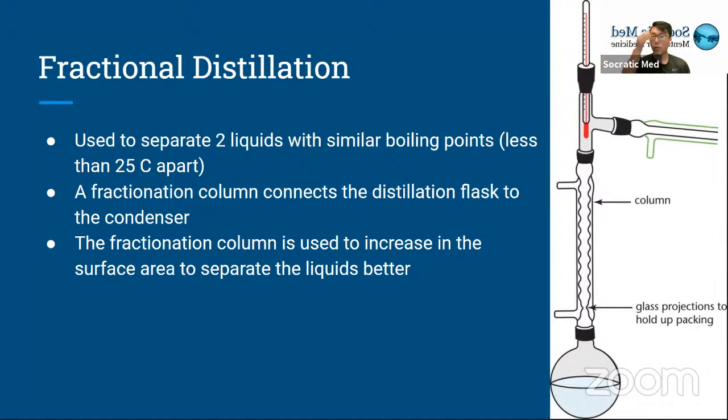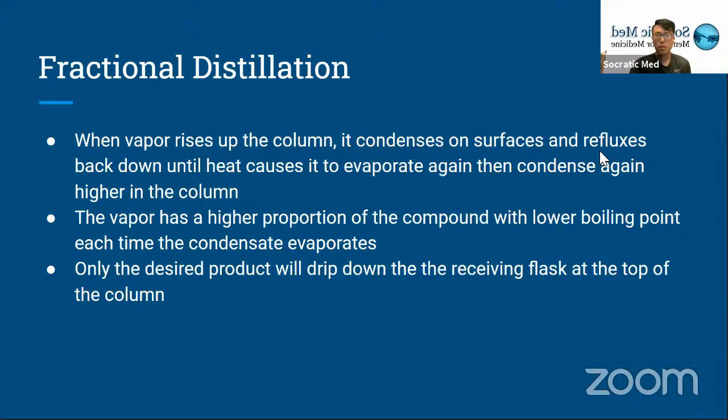Because the liquid with the lower boiling point will evaporate faster, even at a lower temperature than the one with a higher boiling point, it will reach the top of the column faster. Does that make sense? Yes, thank you. Okay, no problem. All right. Any other questions on this?